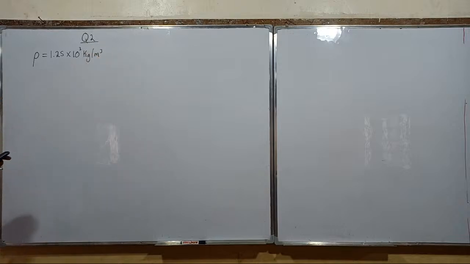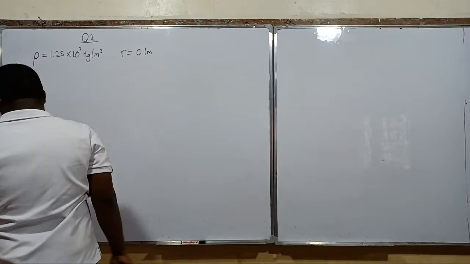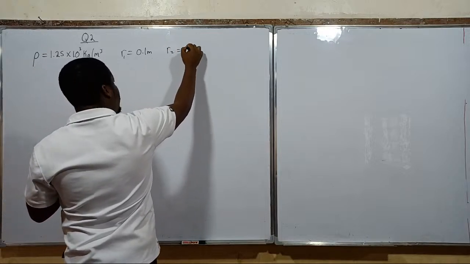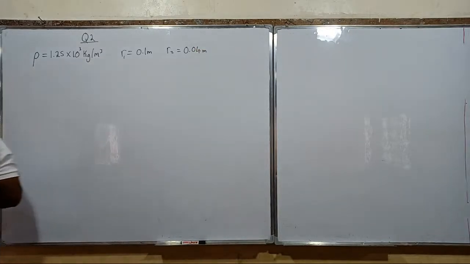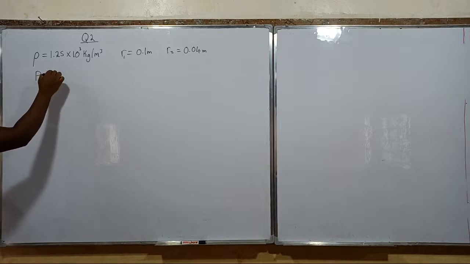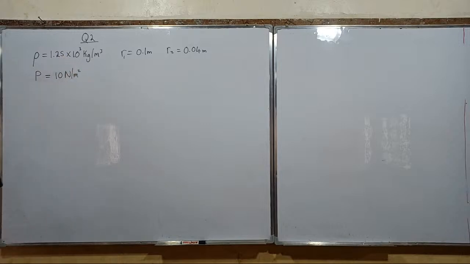Then through a convex section of a pipe of radius, so radius is 0.1. On the other end, so this is R1, R2 will be given 0.04. The pressure drop across its length is 10. So pressure is 10 newtons per square meter. Newton per square meter is just the same as a Pascal. Okay.